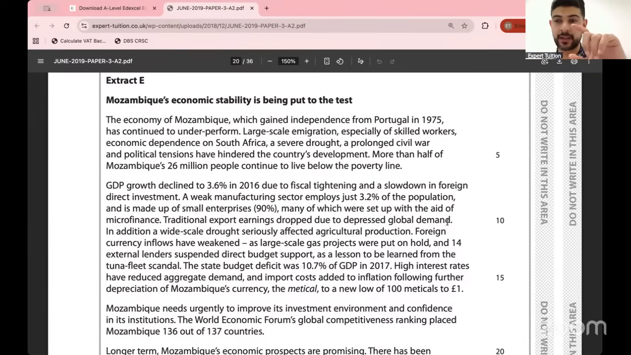Now you need to repeat that a second time. So just again to show you what the answer is. Well, it says that there is large scale emigration, especially of skilled workers. Okay. Firstly, what is emigration? Emigration is the opposite of immigration. Emigration is where workers are leaving the economy.